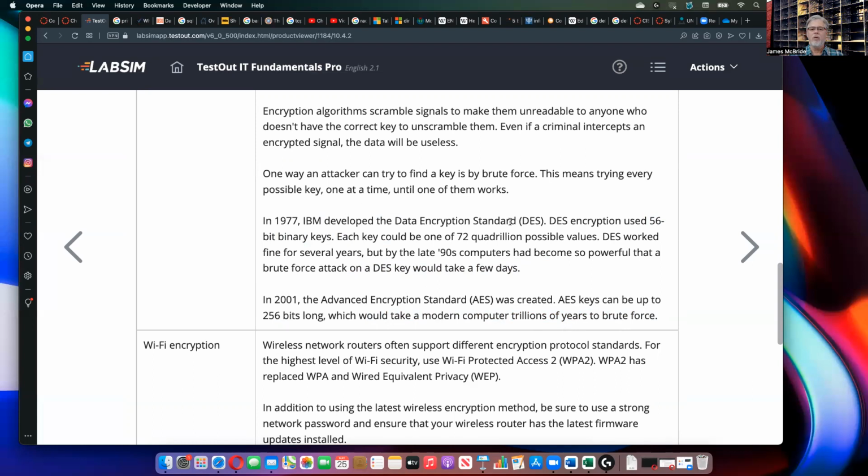So if it's a low enough encryption, then hacking will occur, right? If it's too big, then that's just going to take too much to actually deal with, and then we got to figure out a different way to get into that message.